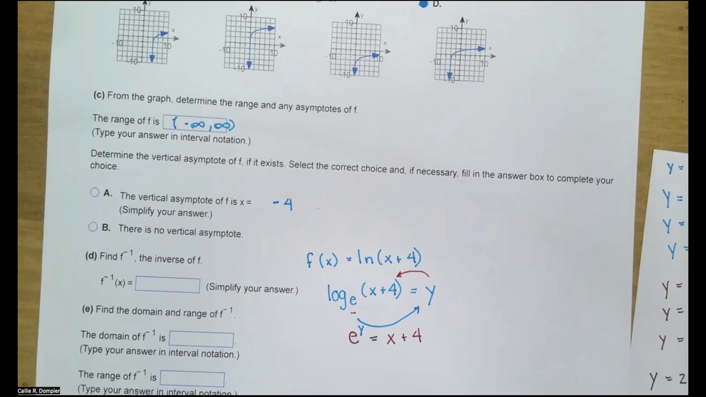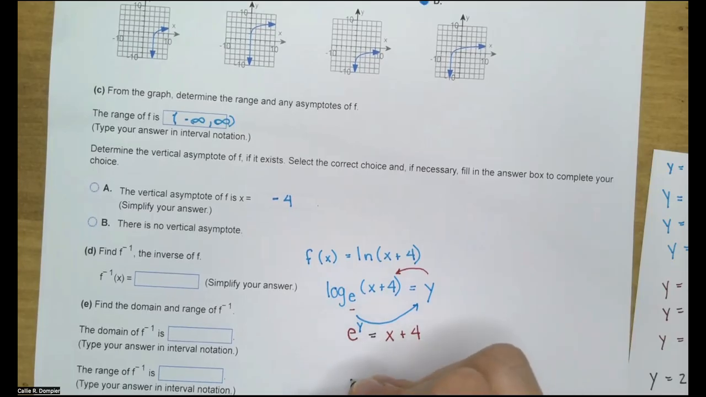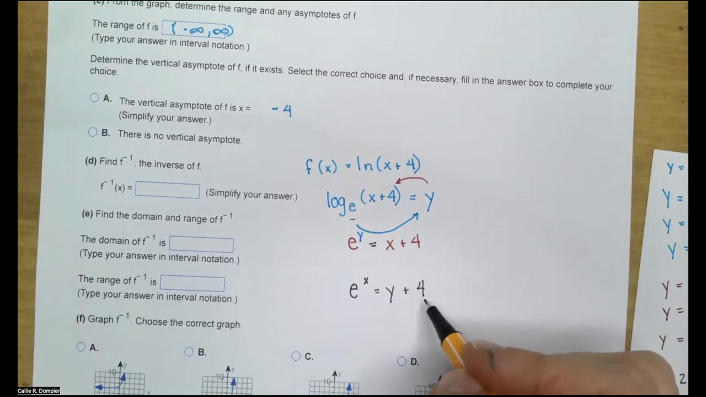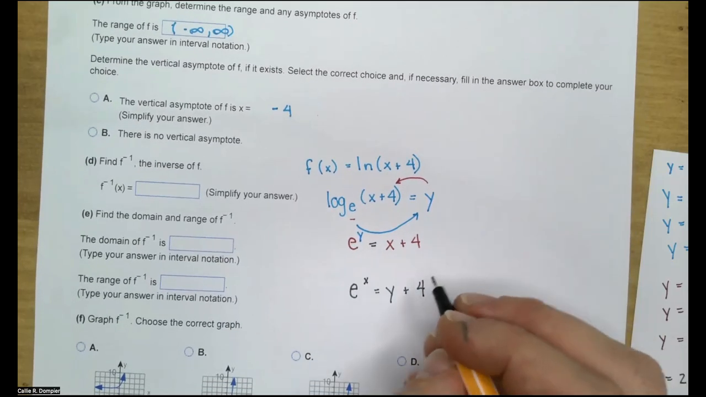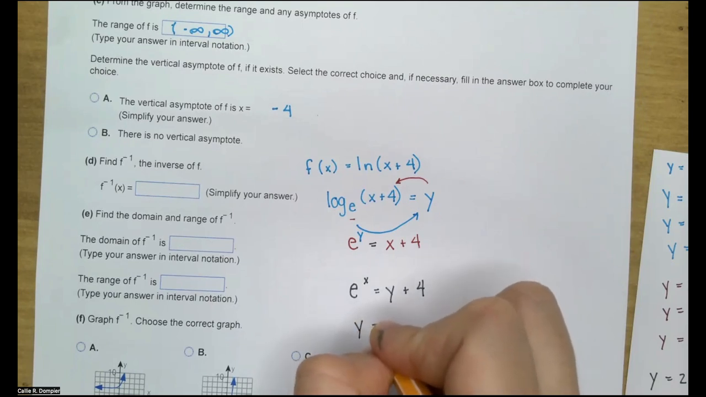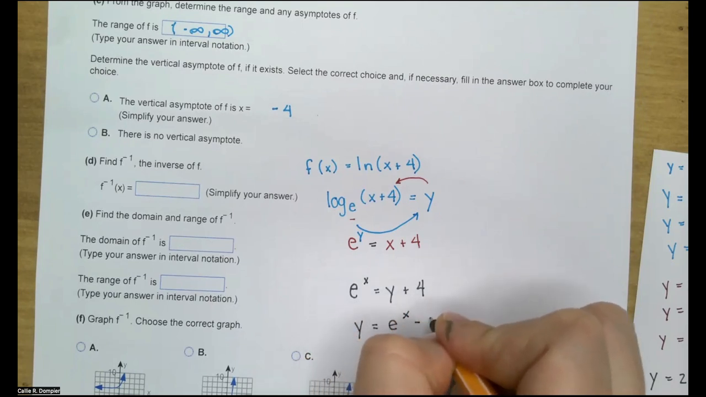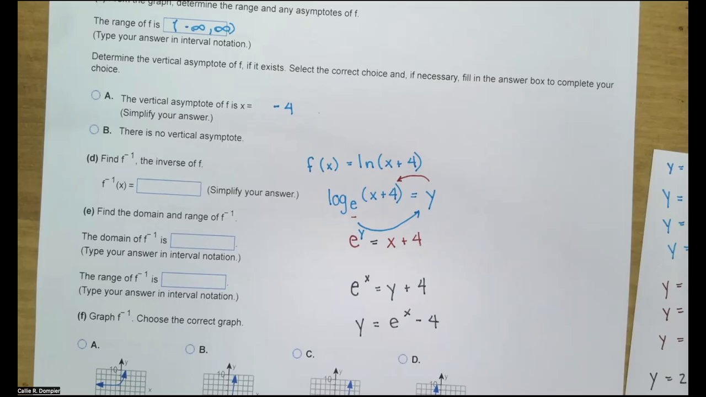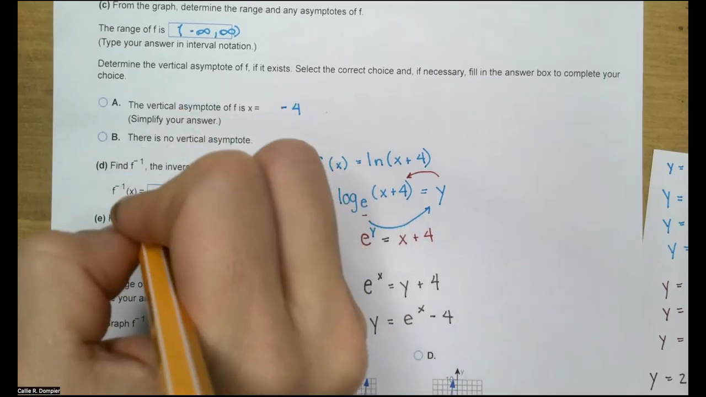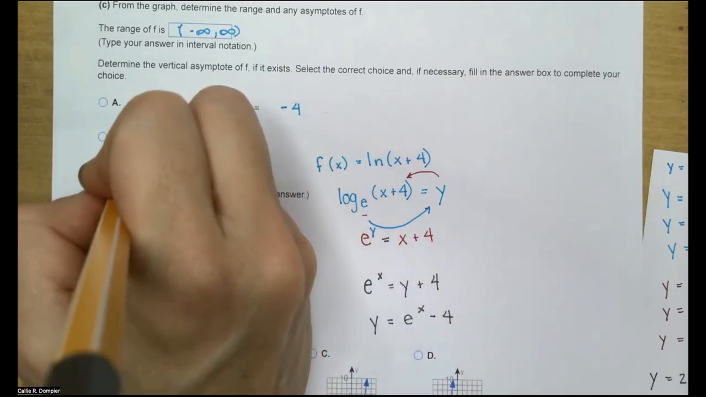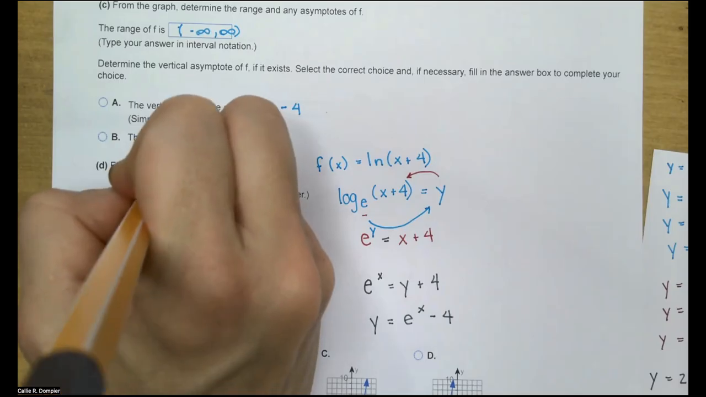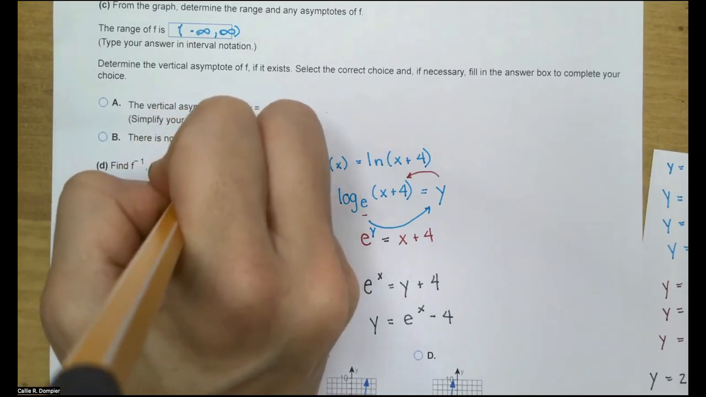And then you're going to flip your x and your y. So now it's e to the power of x is equal to y plus 4. And then you're going to solve for y. So you're just going to subtract 4 from each side. So it gets you y equals e to the power of x minus 4. Good? So the inverse is f of x is equal to e to the power of x minus 4.